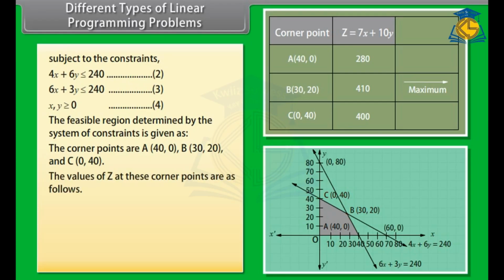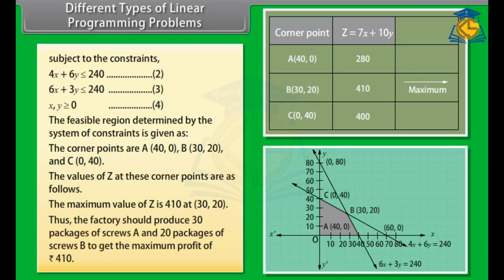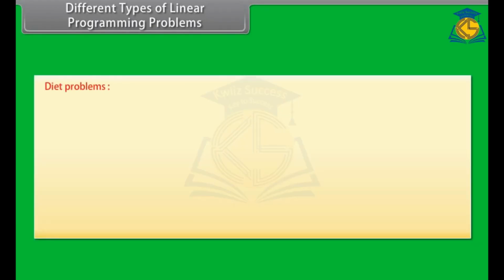The values of Z at these corner points are as follows. The maximum value of Z is 410 at (30, 20). Thus, the factory should produce 30 packages of screws A and 20 packages of screws B to get the maximum profit of Rs 410.